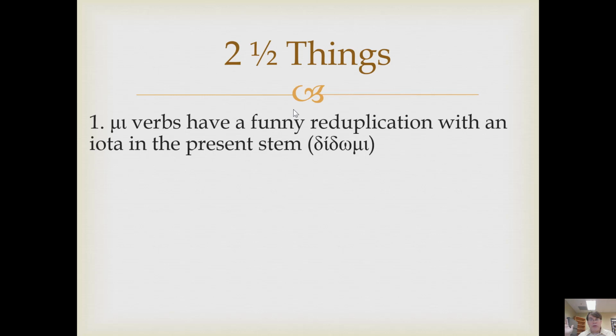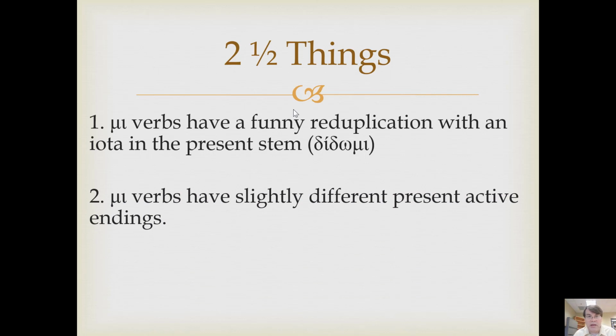And the reason why this throws students off is because, if we started with the future tense of mi verbs, they would look perfectly normal. The problem is that they're weird in what usually is your starting point, the present tense. Okay, so funny reduplication in the present stem is the first weird thing about mi verbs.